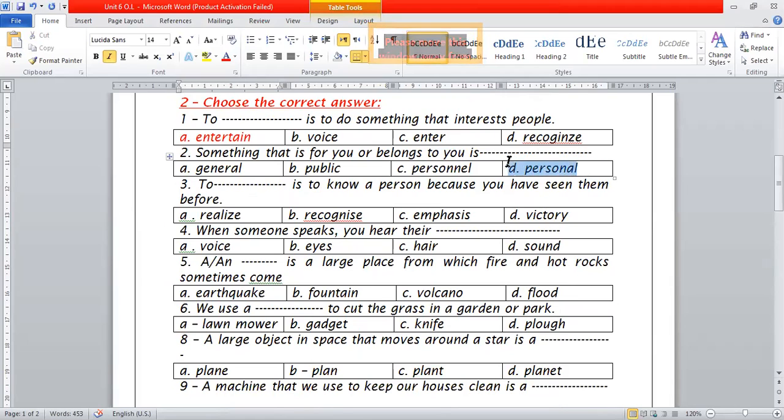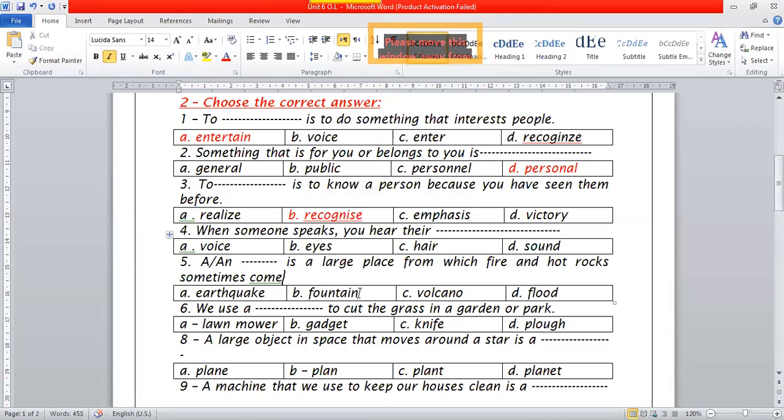Number 3. Yes, Arwa? Recognize. B. Very good. It will be recognize. To recognize is to know a person because you have seen them before. This is called recognize.